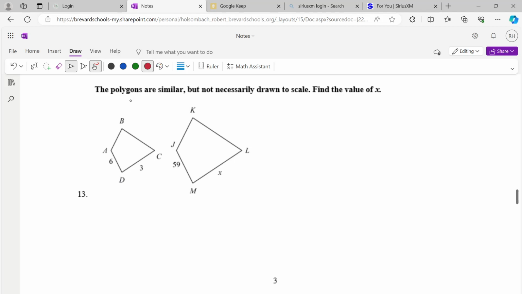Number 13, the polygons are similar, but not necessarily drawn to scale. Find the value of x. All right, so they're similar. So we're going to write a proportion. I'm going to take from the shape on the left, I'm going to take 6 and put it over 3. I'm going to set it equal to, if I did 6 over 3, I basically did left side over right side, has to equal left side over right side. So 59 over x.